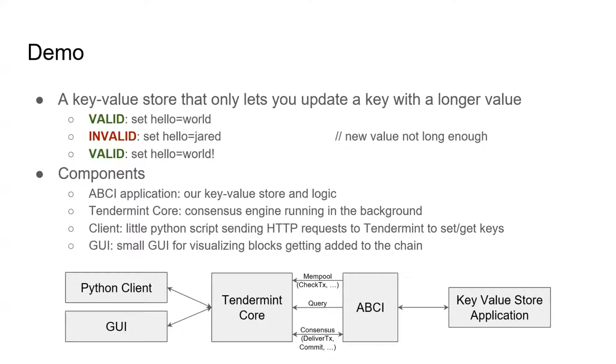The demo consists of 4 components: the Tendermint Core consensus engine, which will run in the background, our customized ABCI application, the key value store, a simple Python client for interacting with the application, which is just sending HTTP requests to the Tendermint provided API, and a small GUI written in JavaScript to show how blocks are being added to the chain. Let's jump into the tutorial.